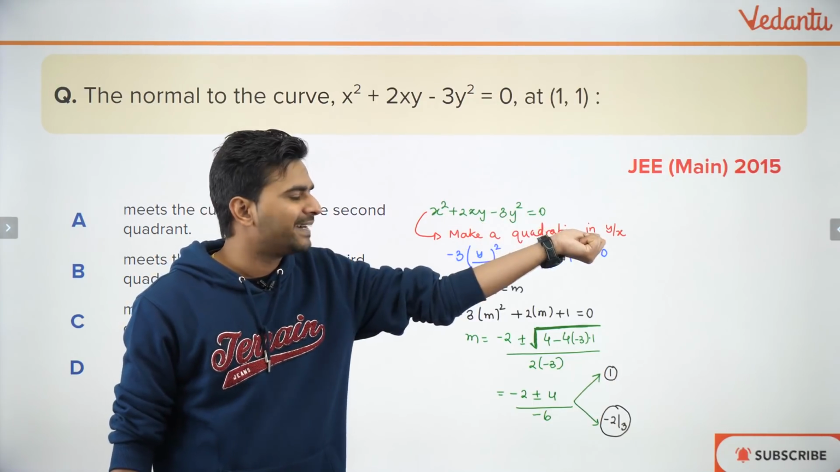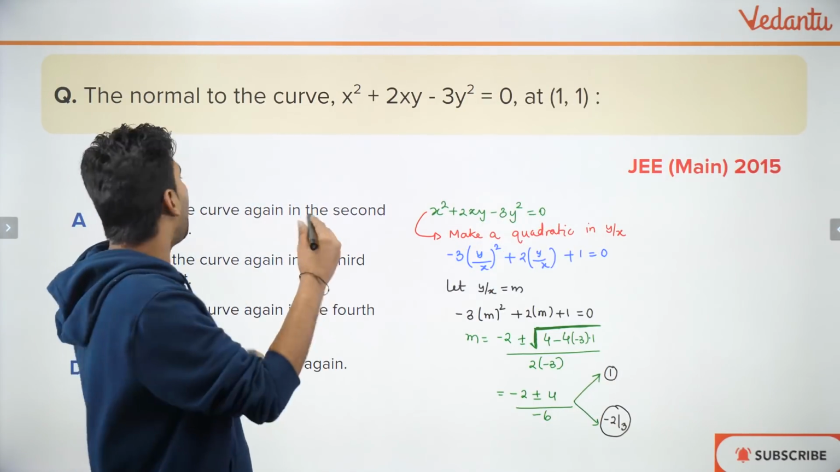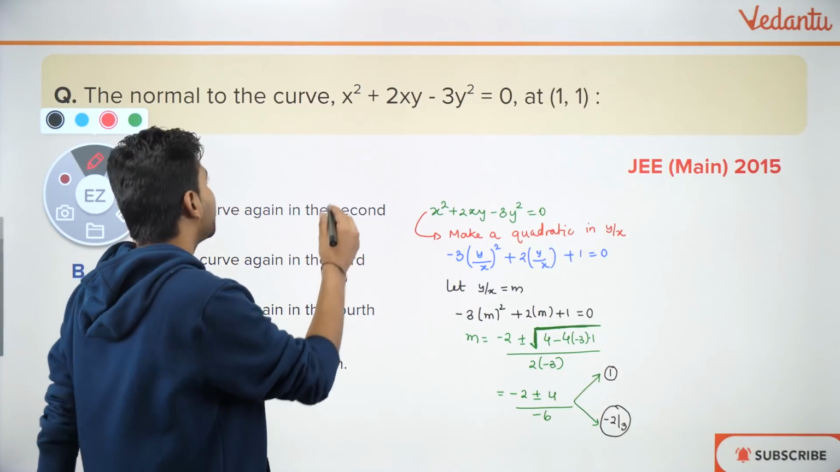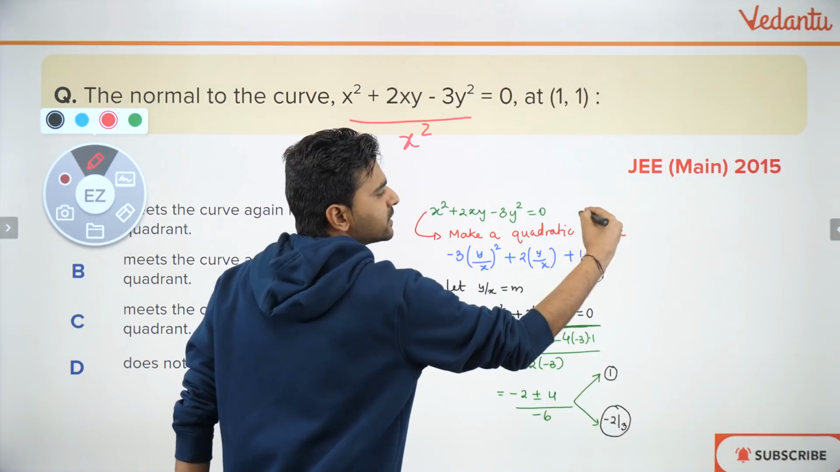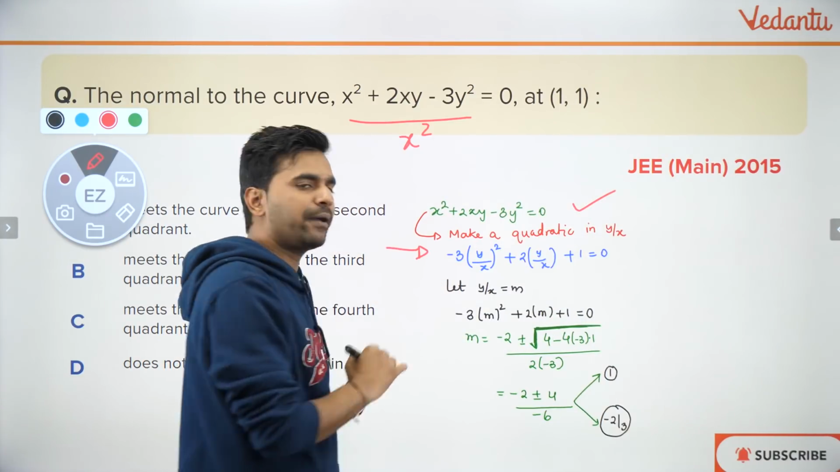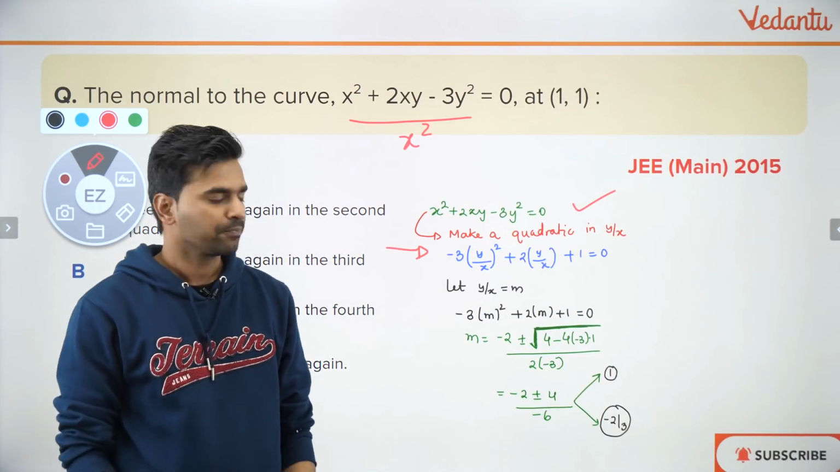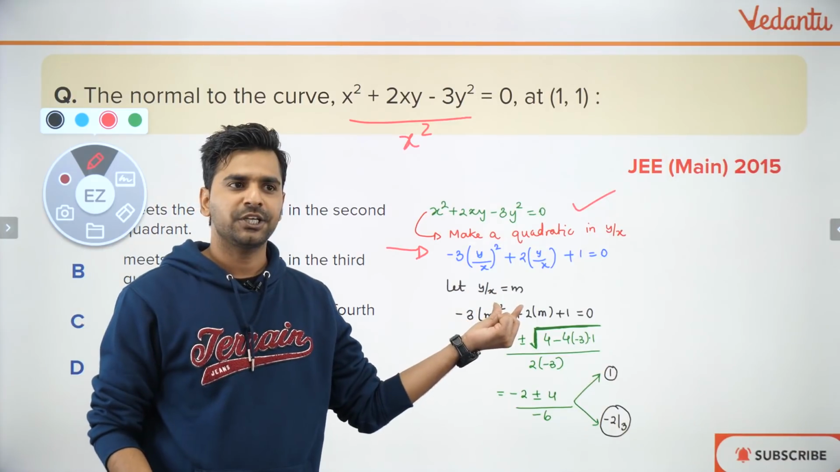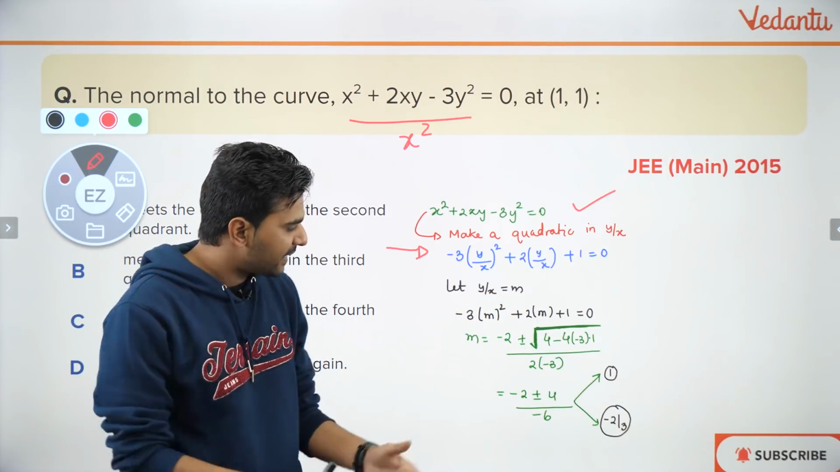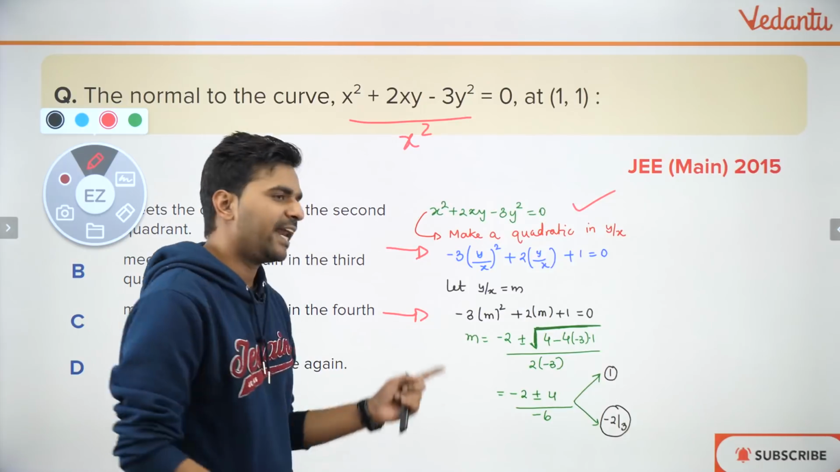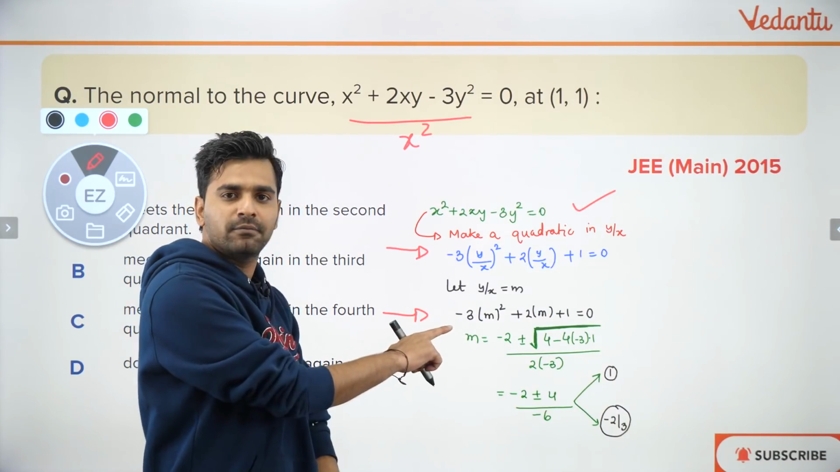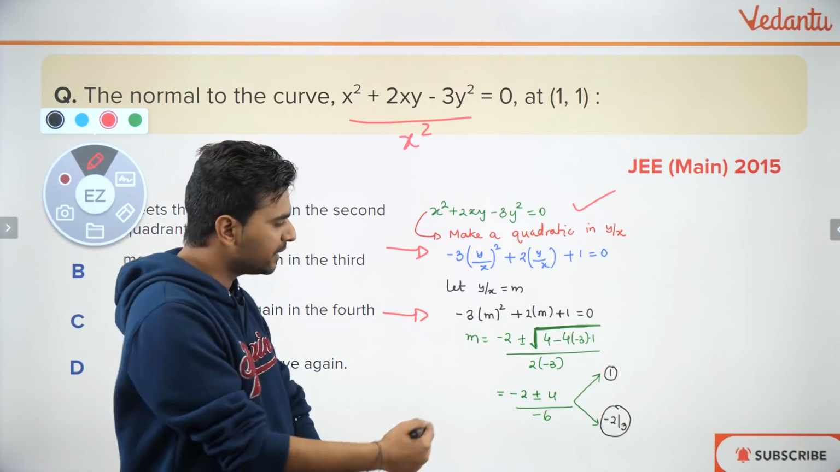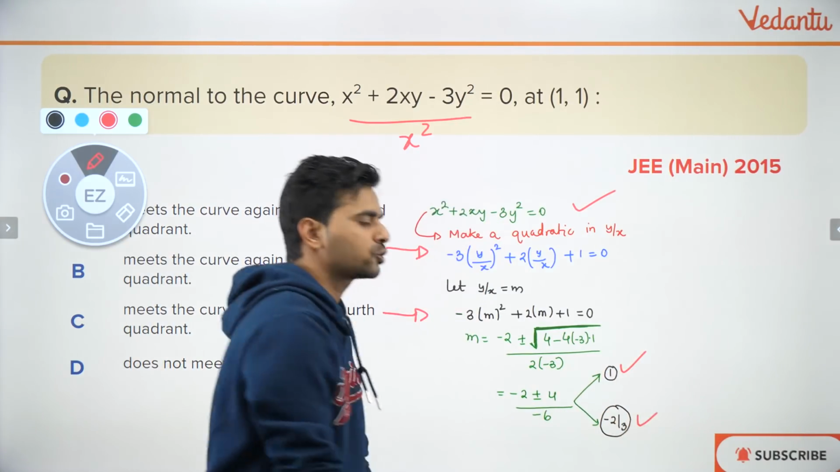Can I make it a quadratic in y by x? Yes, sir. I can divide this homogeneous equation by x square both sides. I'll be having this equation like this in y by x. Now, if I assume y by x equal to m, I can write down this quadratic like this. Can I find out the 2 roots of this quadratic? Yes, sir. By solving through Sridharacharya method, these are the 2 slopes coming.